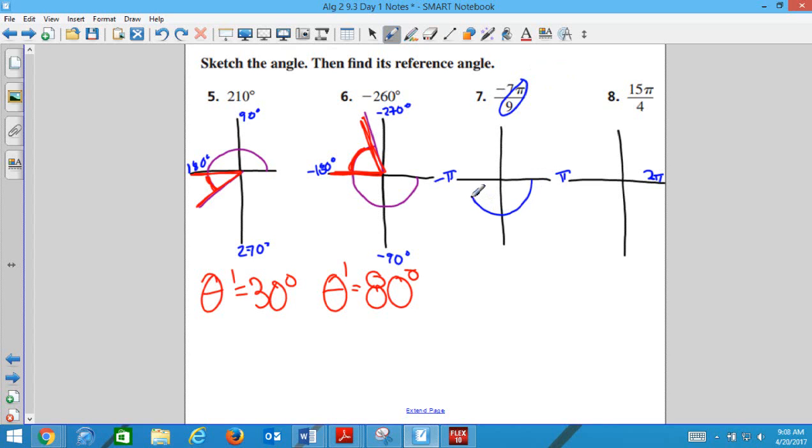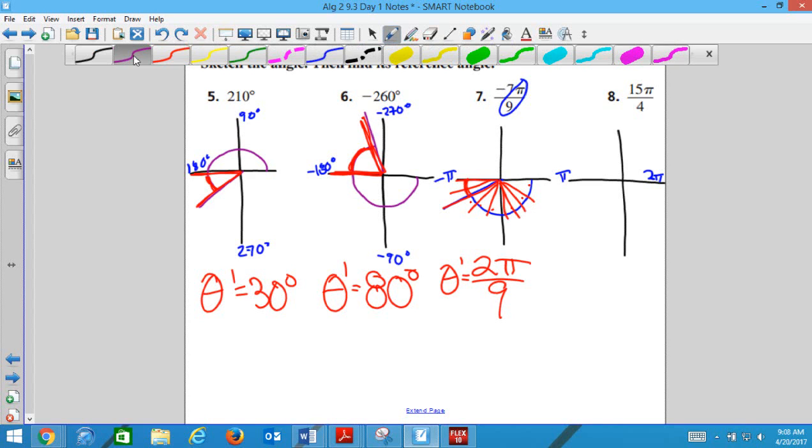9 of them. But how many am I actually doing? 7. So how many places are going to be left? 2 pi over 9 to make the full pi. So there's 7, 1, 2, 3, 4, 5, 6, 7. And then I have 2 left to make that full pi. Again, we're going the shortest distance to the x-axis.